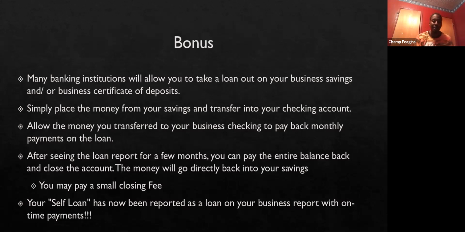Okay. After seeing the loan report for a few months, you can pay the entire balance back and close the account. The money will go directly back into your savings. You may pay a small closing fee, 30 bucks, right? But you got an account on your business credit profile. You got an account that you were paying a loan back on time. And we know on time payments mean the most, okay? Your self loan has now been reported as a loan on your business report with on time payments. Can't beat it. That's another way that you can add another account on your business profile. That's just a little bonus, okay?